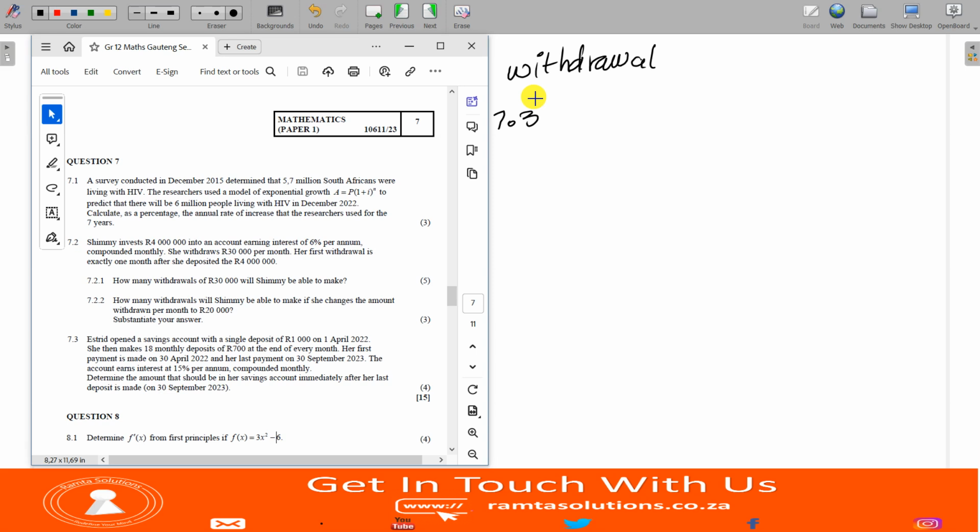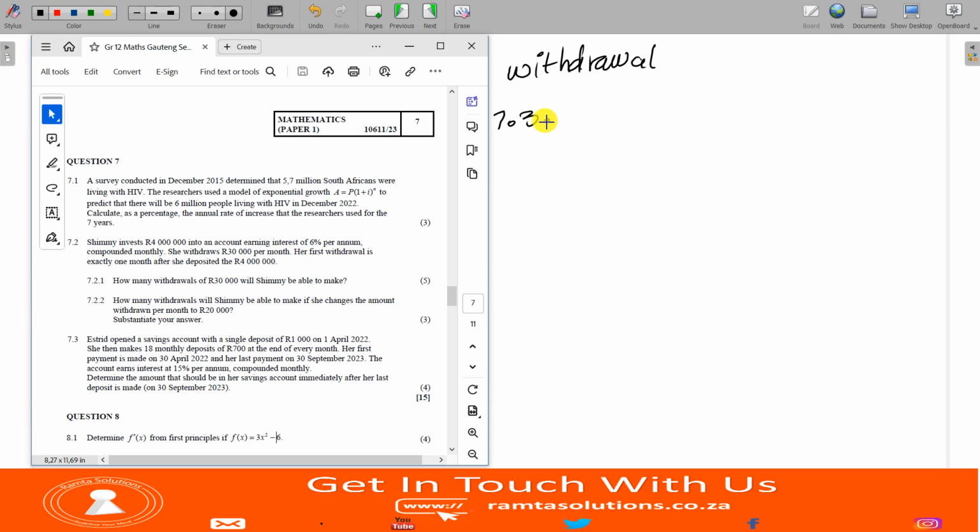Her first payment is made on 30 April 2022 and her last payment on 30 September 2023. The account earns interest at 15% per annum compounded monthly. Determine the amount that should be in her savings account immediately after her last deposit is made, that is on 30 September 2023.